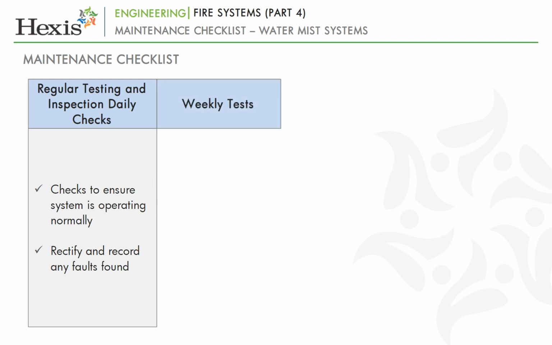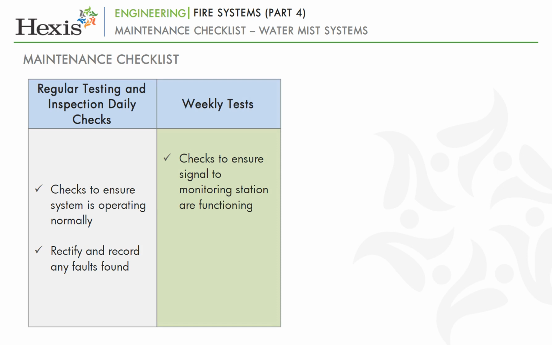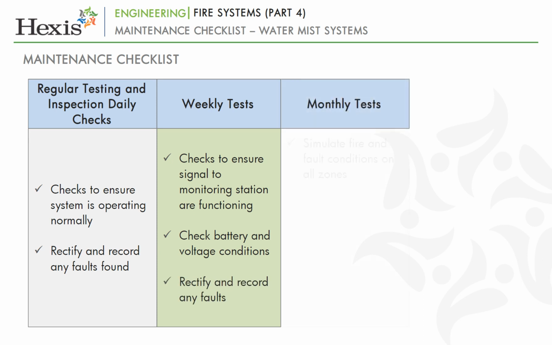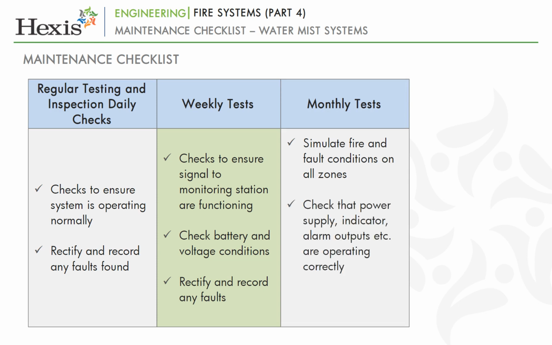Weekly tests. Checks to ensure signal to monitoring station are functioning. Check battery and voltage conditions. Rectify and record any faults. Monthly tests. Simulate fire and fault conditions on all zones. Check that power supply, indicator, alarm outputs, etc. are operating correctly. Rectify and record any faults.